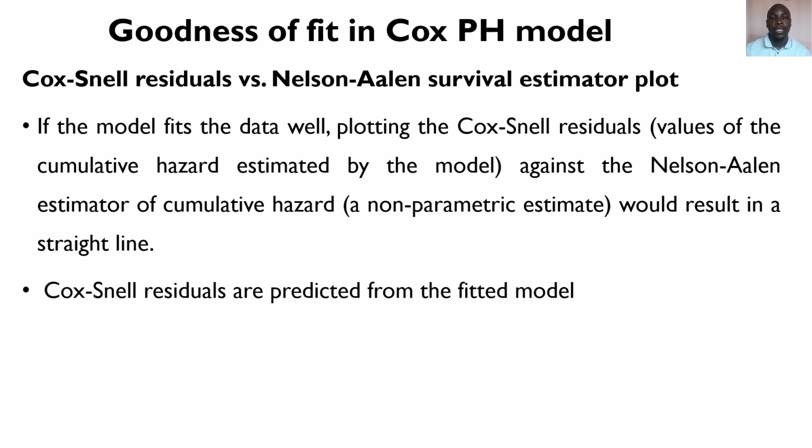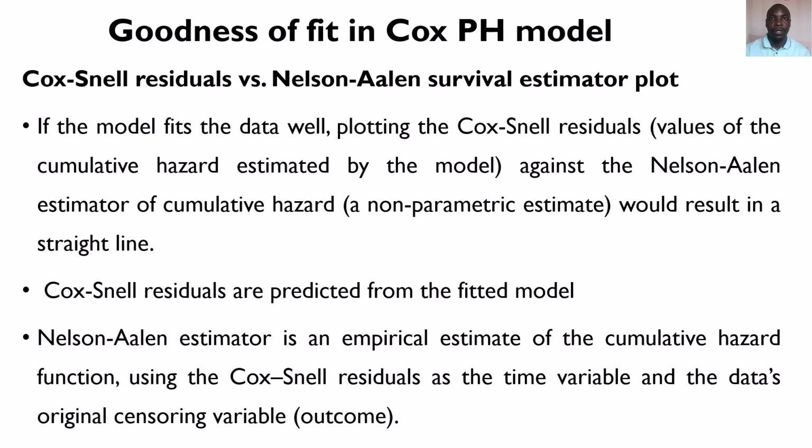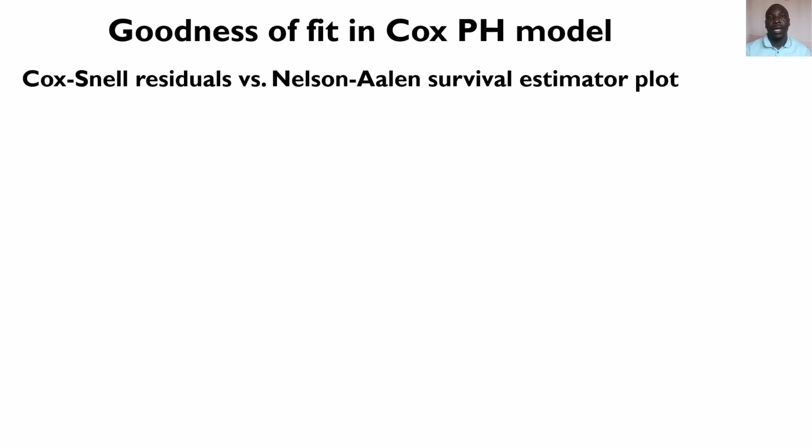The Cox-Snell residuals are predicted from the fitted model, whereas the Nelson-Aalen estimator is simply an empirical estimate of the cumulative hazard function, but using the Cox-Snell residuals as survival time instead of the original survival time. But it also uses the original data censoring variable or your outcome. So this is what we are going to do to determine the goodness of fit of our model using this Cox-Snell and Nelson-Aalen estimator plot.